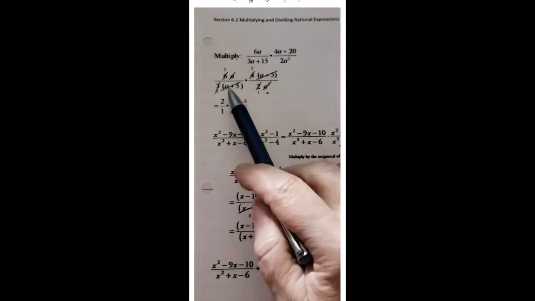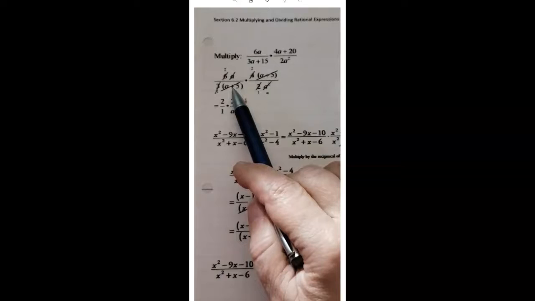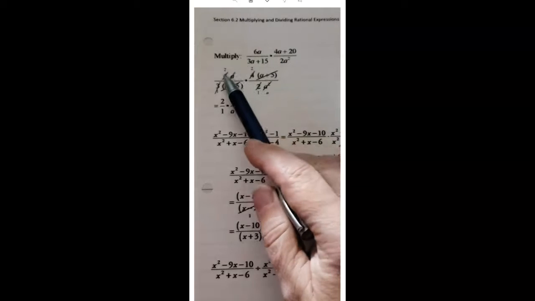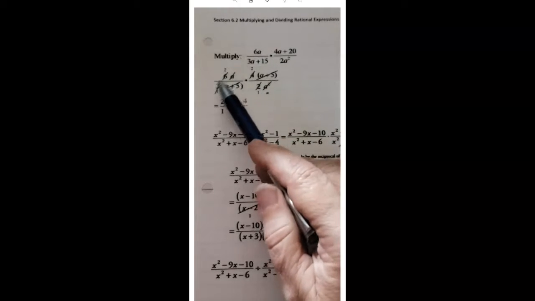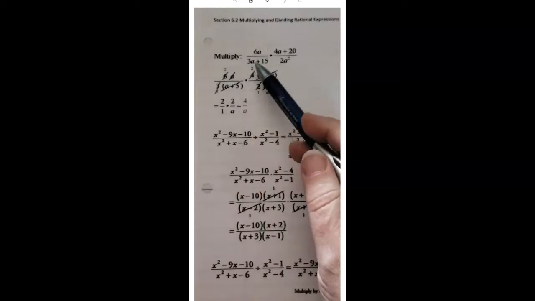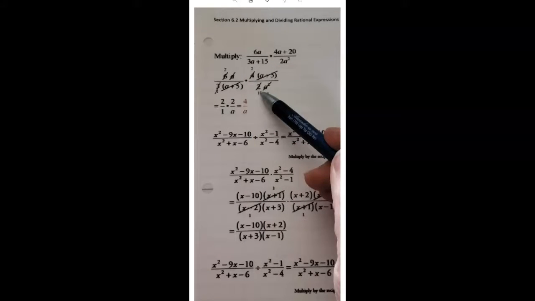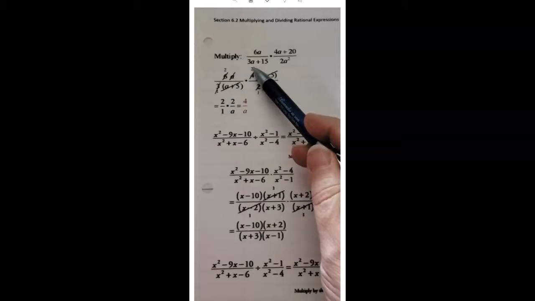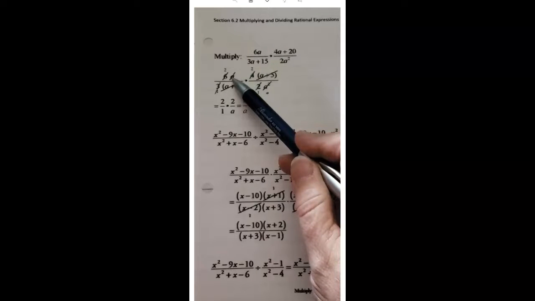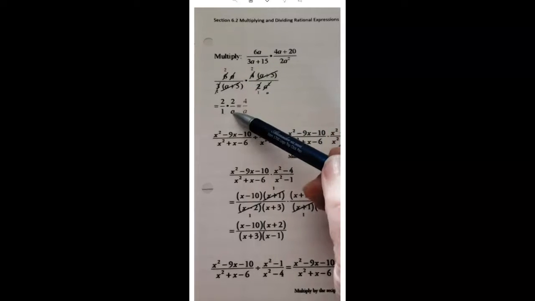So the first thing you should notice here is that this a plus 5 and this a plus 5 can now be marked off because they're the exact same factor. This 6 and this 3, I can mark it off and leave me with 2 up here. This 4 and this 2, I can mark it off and leave me with 2 up here. And this a squared and this a, I can mark that off and leave me with an a on the bottom.